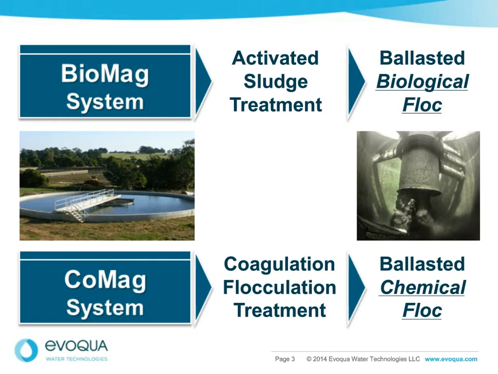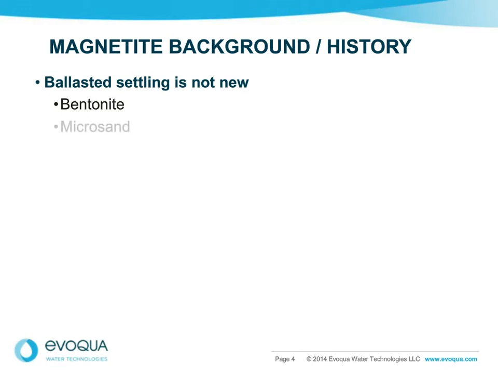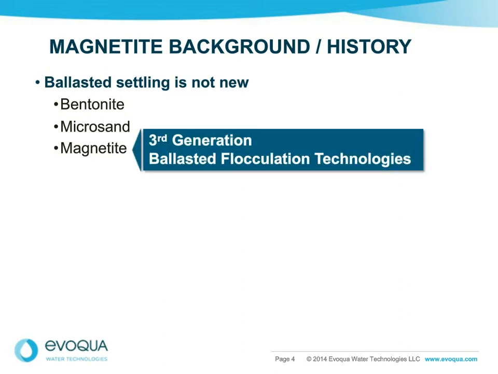Ballasting technology is not new. It's been around for many years. Initially, people used bentonite and then microsand or sand particulate, and this is the third generation of ballasted technology, using magnetite as a ballast. I'll explain the magnetite ballast and its characteristics in a minute.